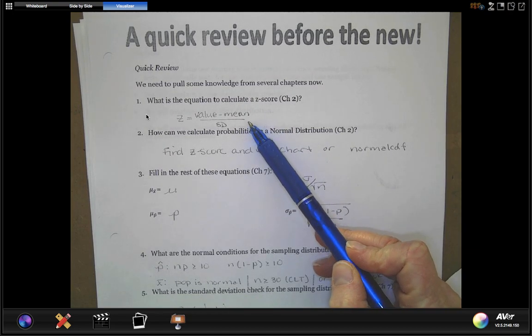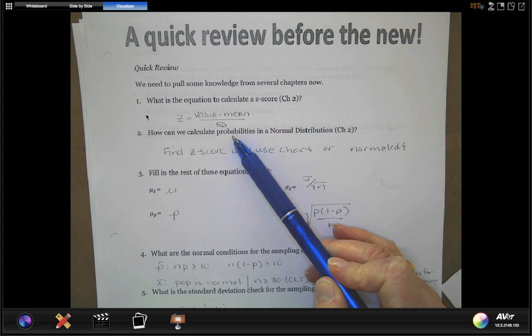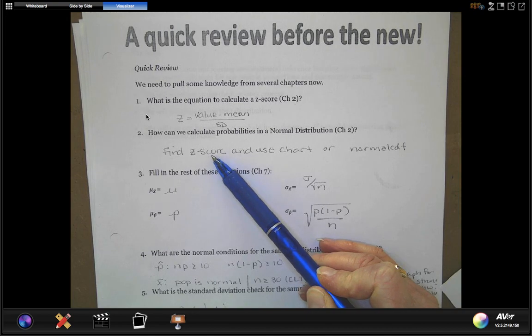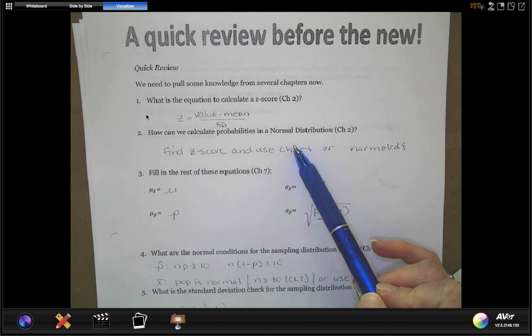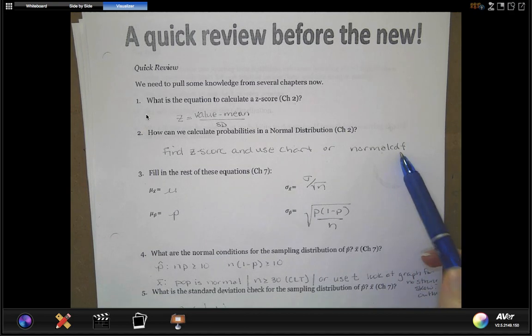So remember, this was our equation for a z-score. This was from back in Chapter 2. When we wanted to find probabilities using the normal distribution, some of you would find the z-score and use the chart. That's the first way I showed you. We could also use the normal CDF command.